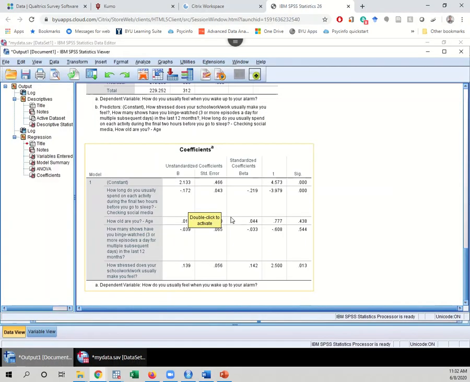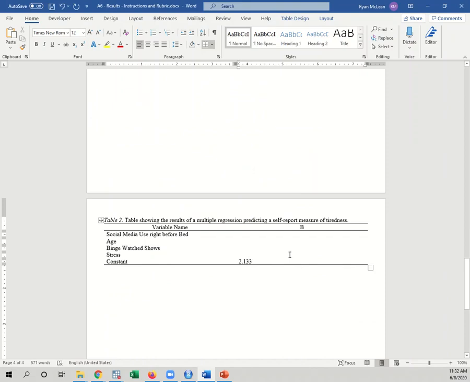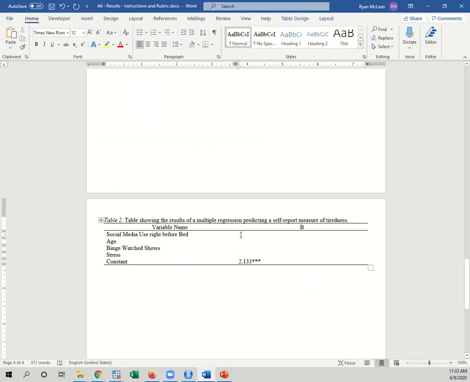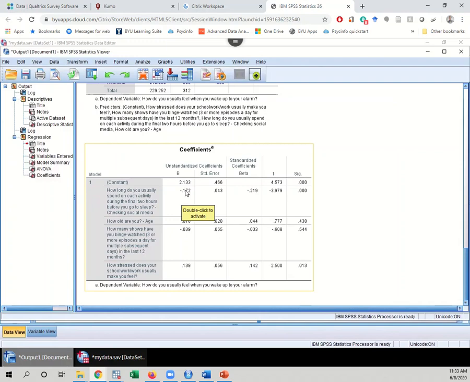2.133. And then I'm going to look at the significance value and add the right number of stars that I need. So this is 0.000. So I'm going to add 3 stars. Okay. How long do you usually spend on each activity during the final 2 hours of sleep? Checking social media. So that's my media one. I've got negative 0.172. Look for the significance value, 0.000.